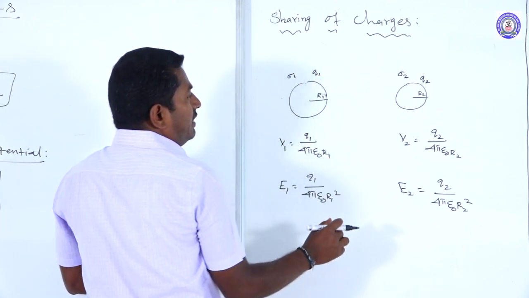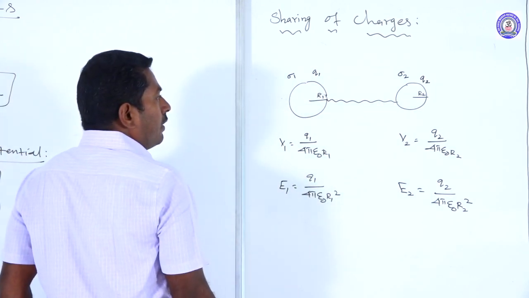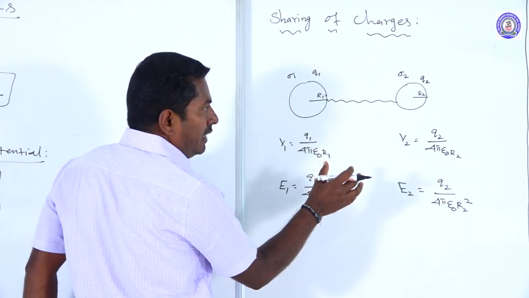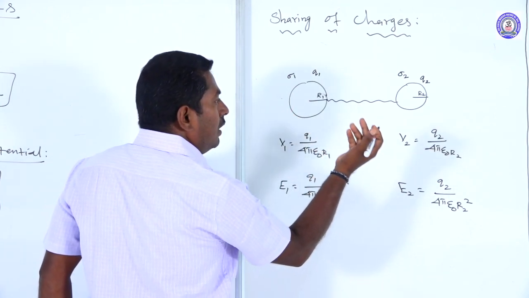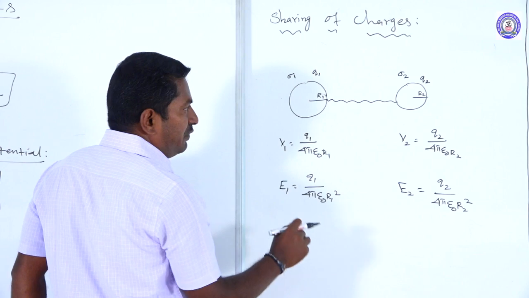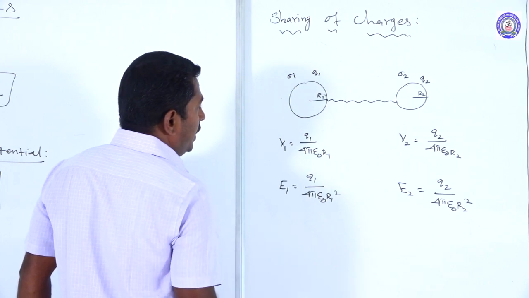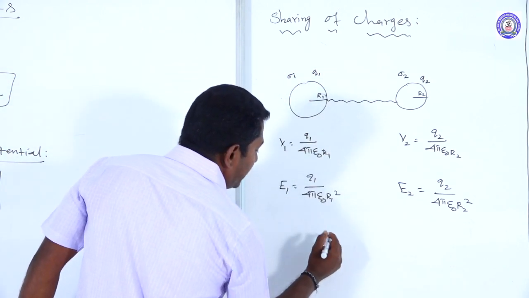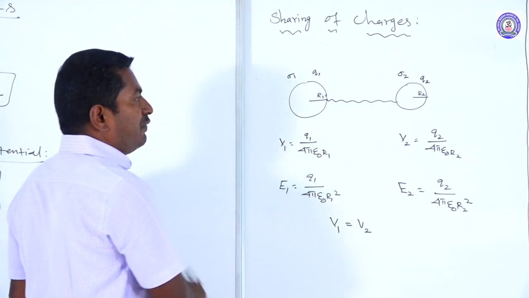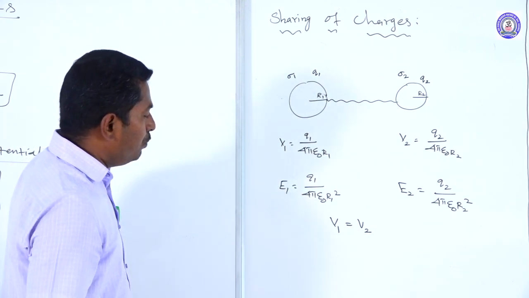Now both the uniformly charged spherical shells are connected by a thin conducting wire. Positive charge flows from higher potential to lower potential, but negative charge flows from lower potential to higher potential. So redistribution of charges takes place till both the spherical shells attain the same potential. After redistribution, V1 is equal to V2.